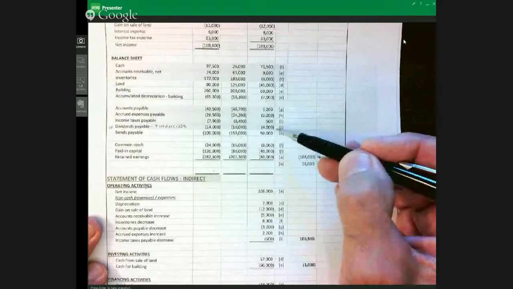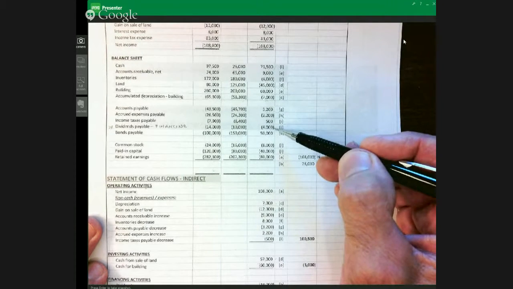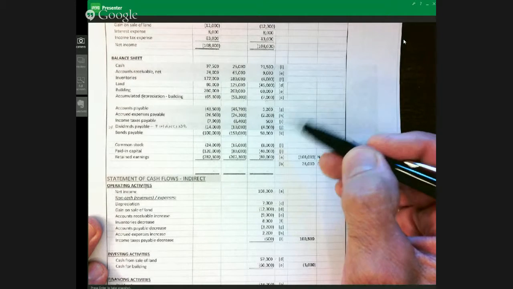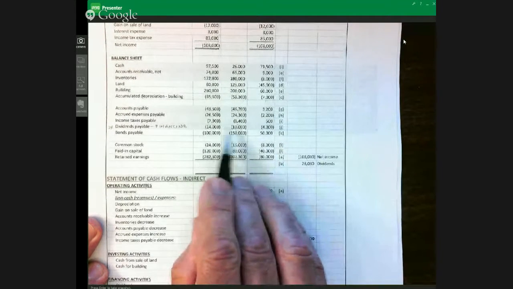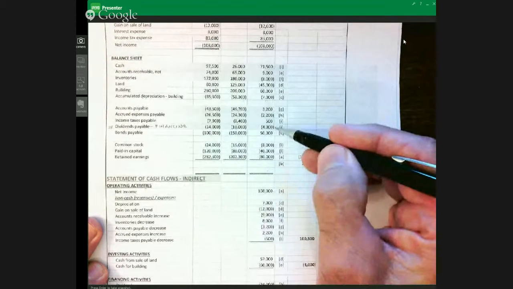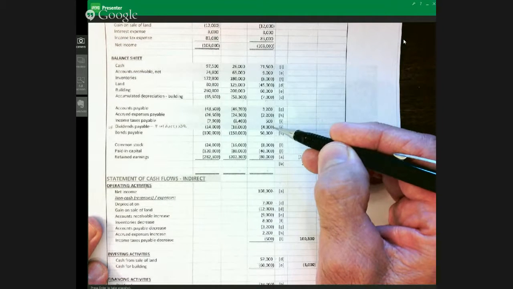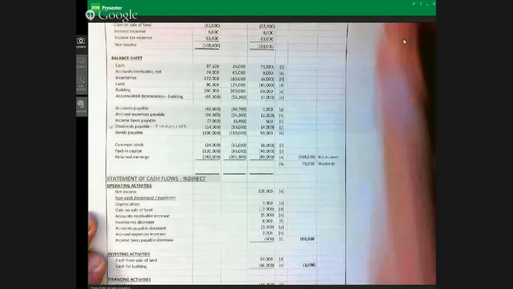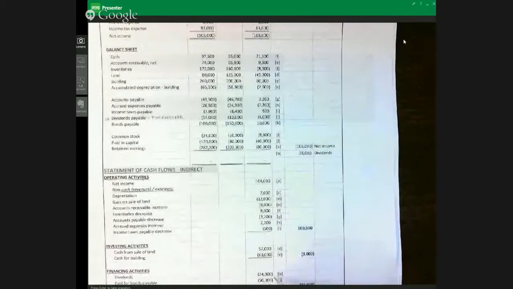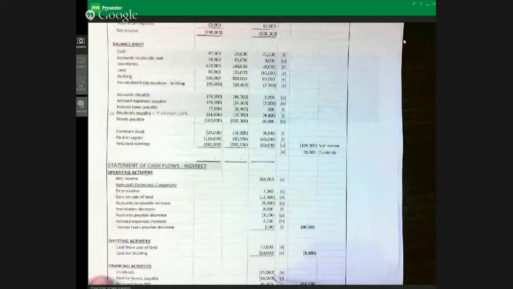And let's turn our attention to dividends. We said dividends represent a financing activity because they are associated with common stock, which is a financing activity. Dividends payable went from 10,000 to 14,000, so dividends payable went up 4,000. To increase a liability, you would make a credit side entry. So the credit of 4,000 for the dividends payable liability would be offset with a credit to the financing activities.